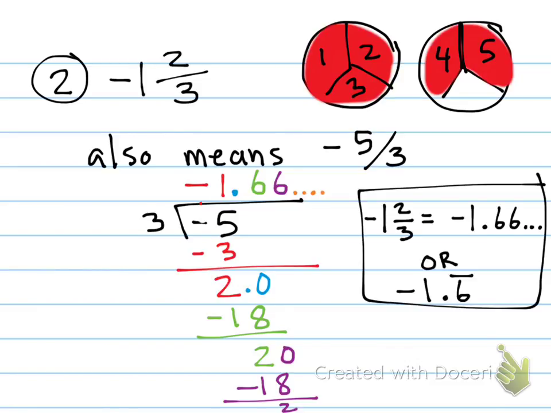This means that -1 and 2/3 is equal to the repeating decimal, -1.66666 going on forever, or we can also write that as -1.6 with a line over the 6. That line is called bar notation and is used to indicate that the 6 is a repeating digit.